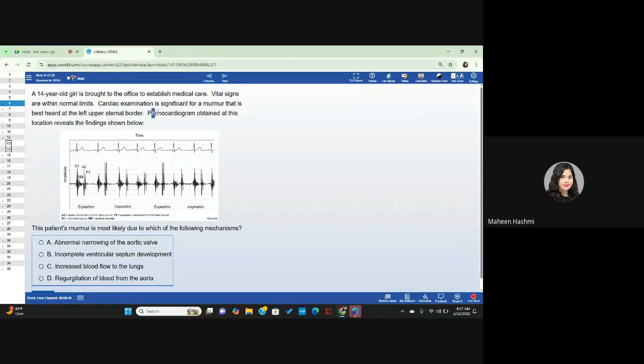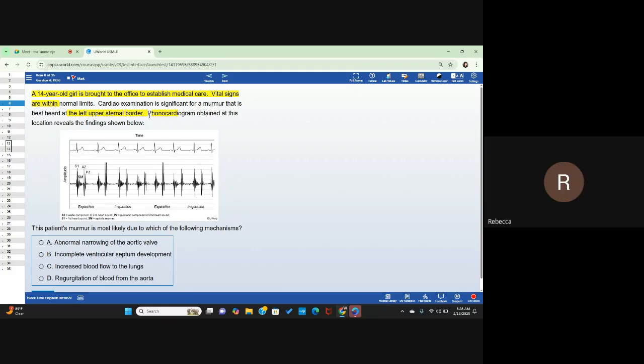A phonocardiogram obtained at the location reveals the findings below. The patient's murmur is most likely due to which of the following mechanisms? Okay. So there's this 14-year-old girl who was brought to the office to establish medical care. Cardiac examination is significant for a murmur that is best heard at the left upper sternal border. What murmur is this? Tricuspid? Pulmonary. Yes.